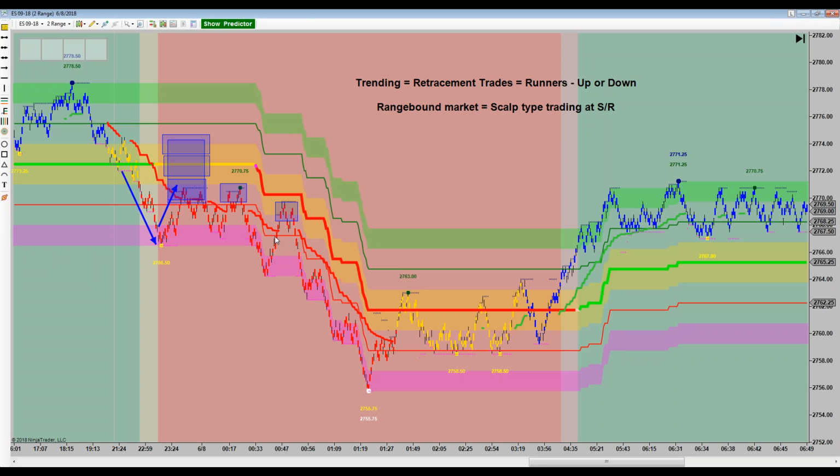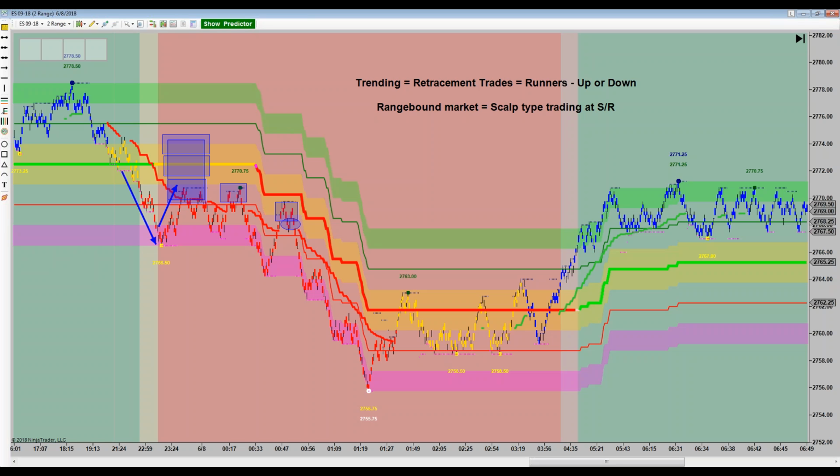It pierced line 2, came through the stealth, closed above it for some period of time, allowing us to draw a region box, short enabled only. If you drew it as I showed, depending on when you drew it, one of these bars right here would have filled you short on a market order from Object Trader. Perfect.